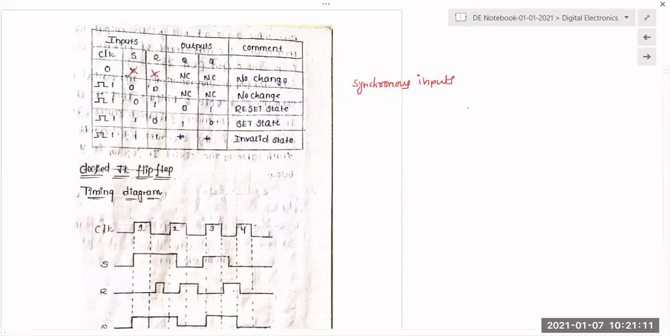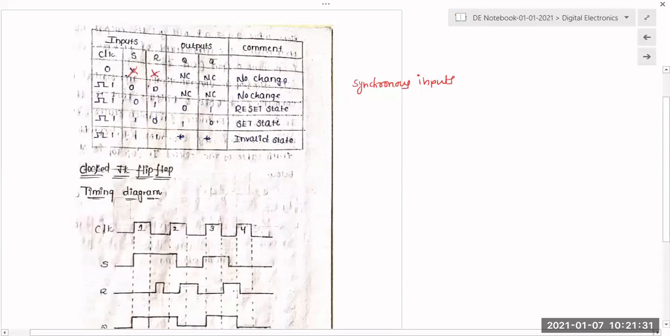Can anyone answer? When the clock is applied, then only I am considering. Yeah, very good. When the clock pulse is applied, then only I am considering these SR values. That's why this is called clocked inputs or synchronous inputs. So here I applied the clock pulse, with 0 0, 0 1, 1 0, 1 1.